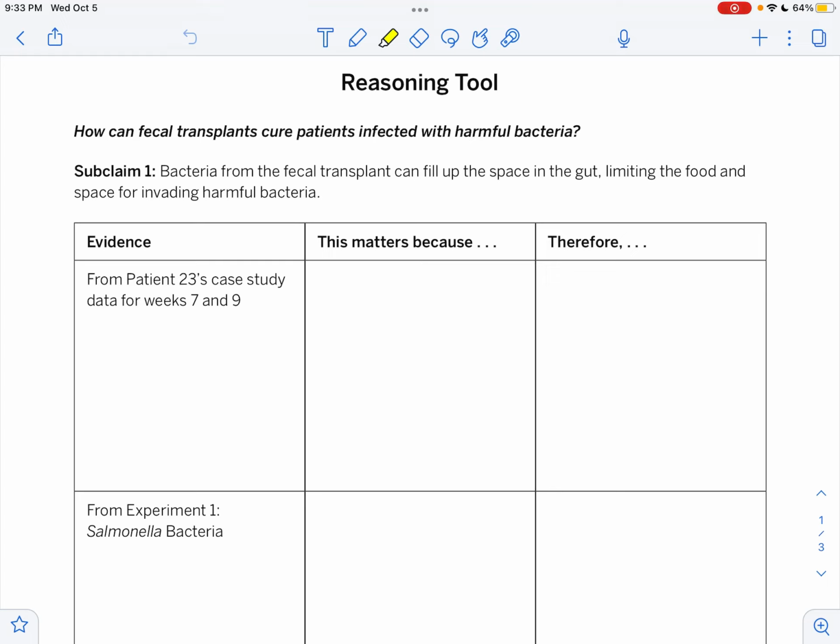While we've gone over multiple types of evidence, that's not enough. We also need to explain why the evidence matters to our claim, which you can see in the reasoning tool. Here's the subclaim we're working on today.